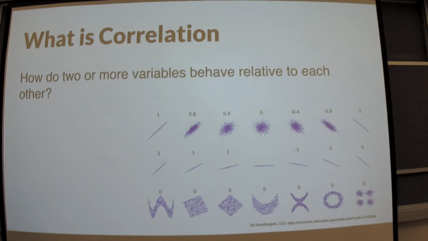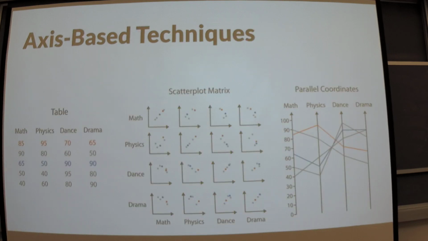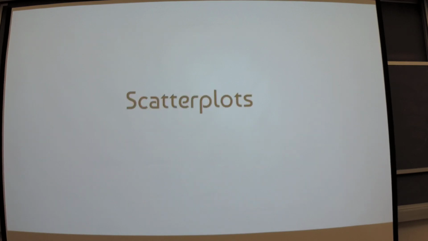But when I talk about correlation for the next part of this lecture, I really want to talk about how 2 or more variables behave relative to each other. Right? This is the most general sense to think about correlation in this case. And super important techniques to visualize these kinds of correlations are axis-based techniques. So we all know the familiar scatterplot, and I've shown parallel coordinates plots a couple of times already, but now we'll look at those in detail.